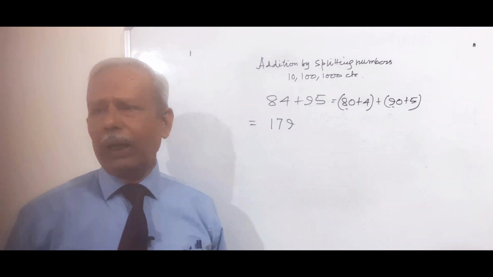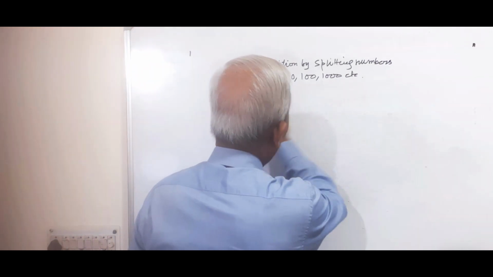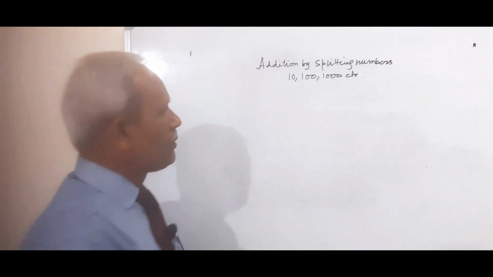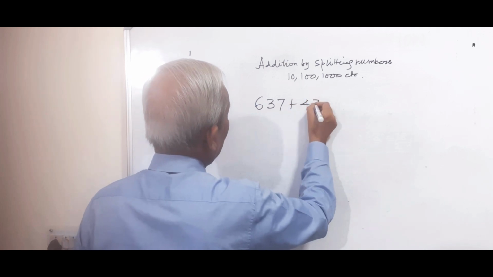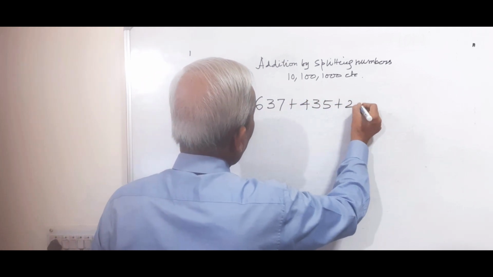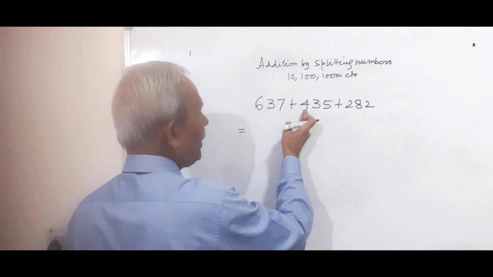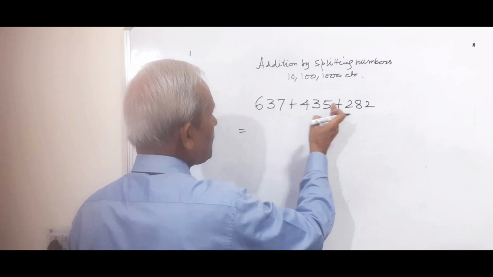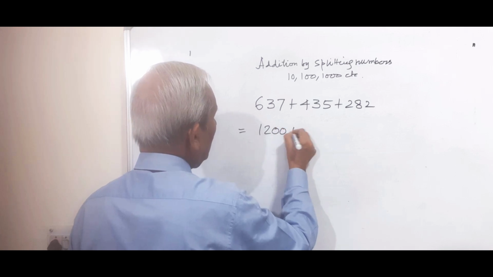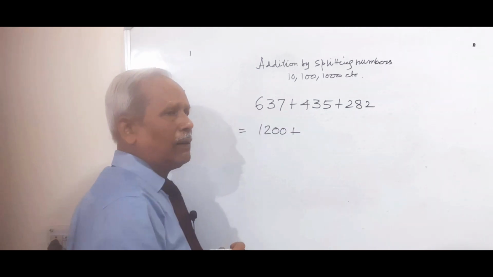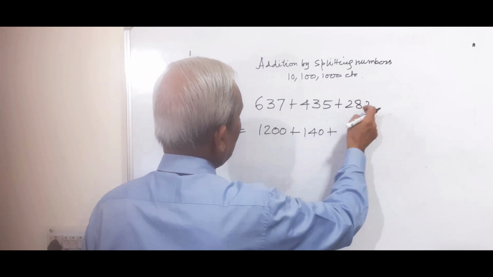Now let me do a little bigger problem. This is a smaller one. Let me write down 637 plus 435 plus 282. What we'll be doing here is, I'll straight away write 600 plus 400 plus 200, 6 plus 4 is 10, plus 2 is 12, so 1200. Then 30 plus 30 is 60, plus 80, 140. Write down 140 here, plus 7 plus 5 is 12, plus 2, 14.